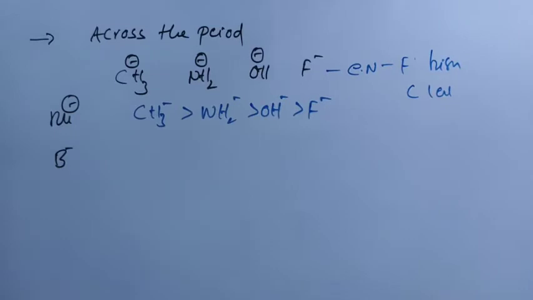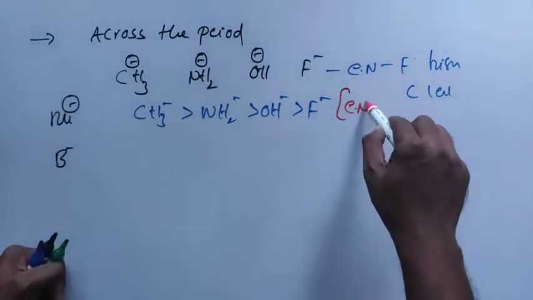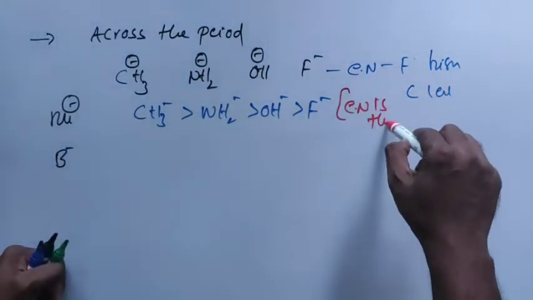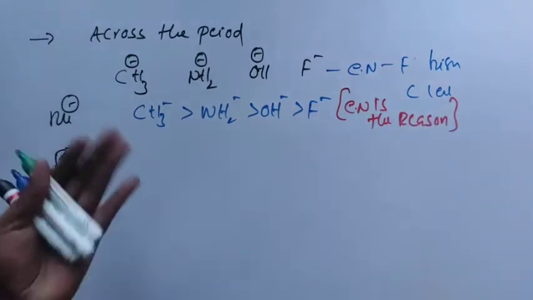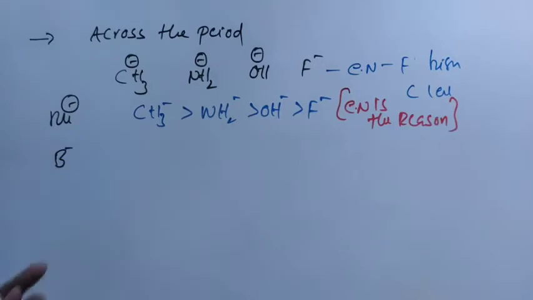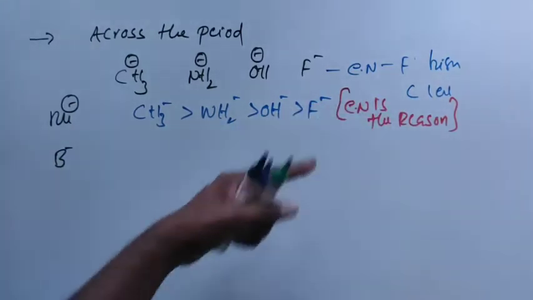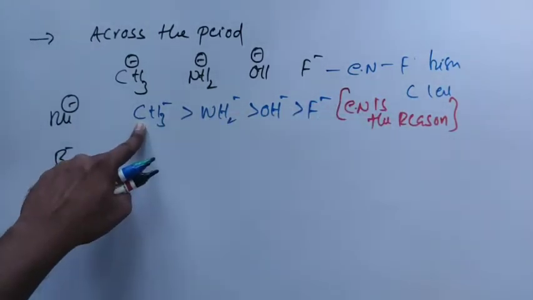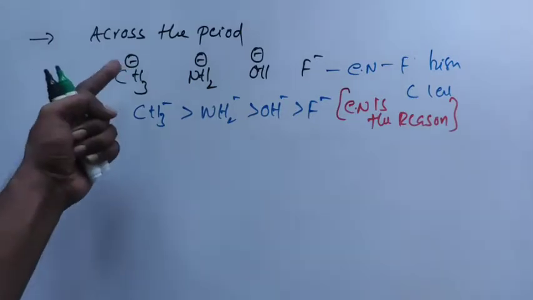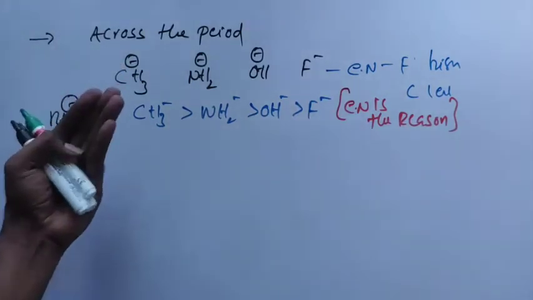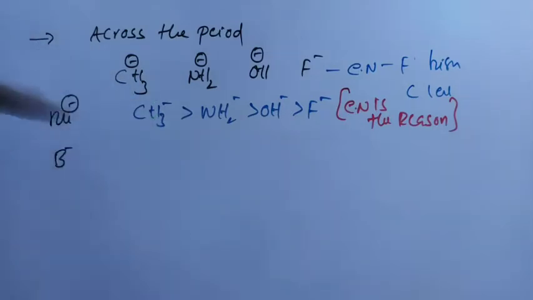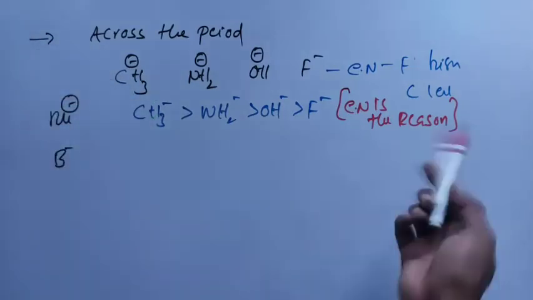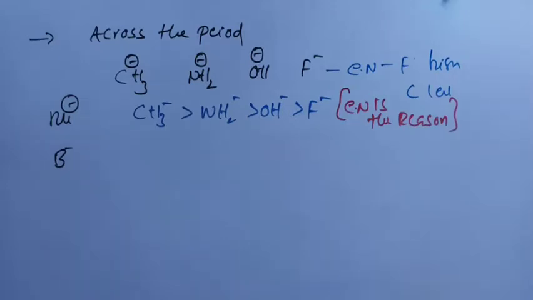On what basis have we decided? Electronegativity is the reason. There might be other ways to explain this, but I feel this is the easiest way. Look at the electronegativity. Being a less electronegative atom, carbon will suffocate with this negative charge. He feels the burden, therefore he wants to get rid of that. So if he gives that electron density to the other carbon, then we call him a nucleophile. Therefore electronegativity is the reason.